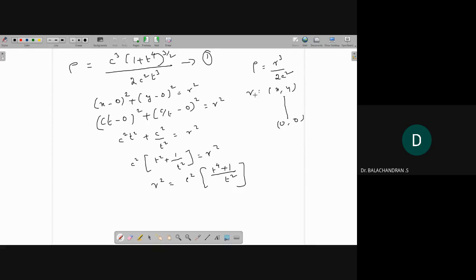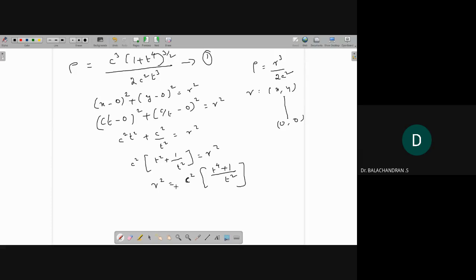So r is the distance of any point x on the hyperbola from the origin. So distance between the two points using the formula. So x minus 0 whole square plus y minus 0 whole square equal to r square. So r is the distance. So the general point on the hyperbola is ct and c by t. Instead of x, I am substituting ct, and instead of y, I am substituting c by t. It simplifies to c square t square plus c square by t square equal to r square. So take c square commonly, t square plus 1 by t square equal to r square. So r square equal to, if you take t square LCM, c square into t power 4 plus 1 by t square. But I need r. So that's why I'm going to take whole power.